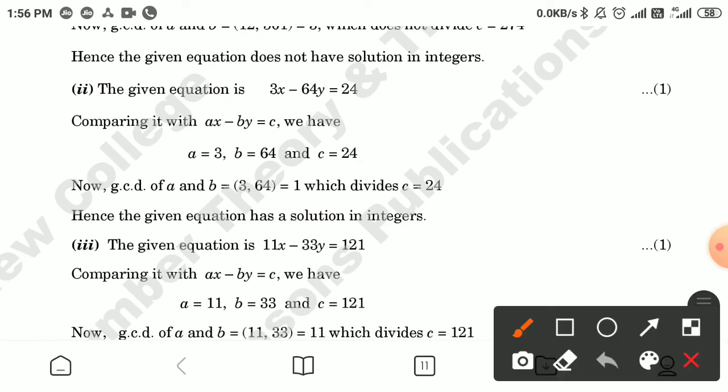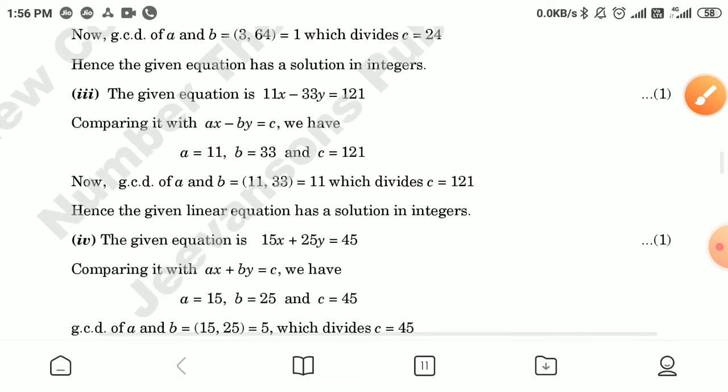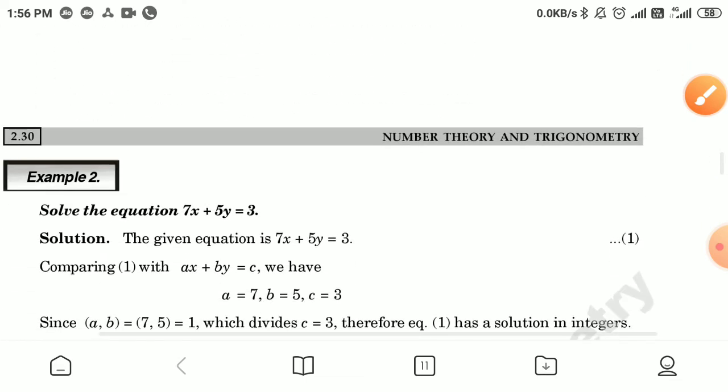Second, the given equation is 3x minus 64y equal to 24. By comparing, a is 3, b is 64 and c is 24. Now the greatest common divisor of a and b is 1, which divides c equal to 24. Hence the given equation has a solution in integers. Similarly, try other problems.